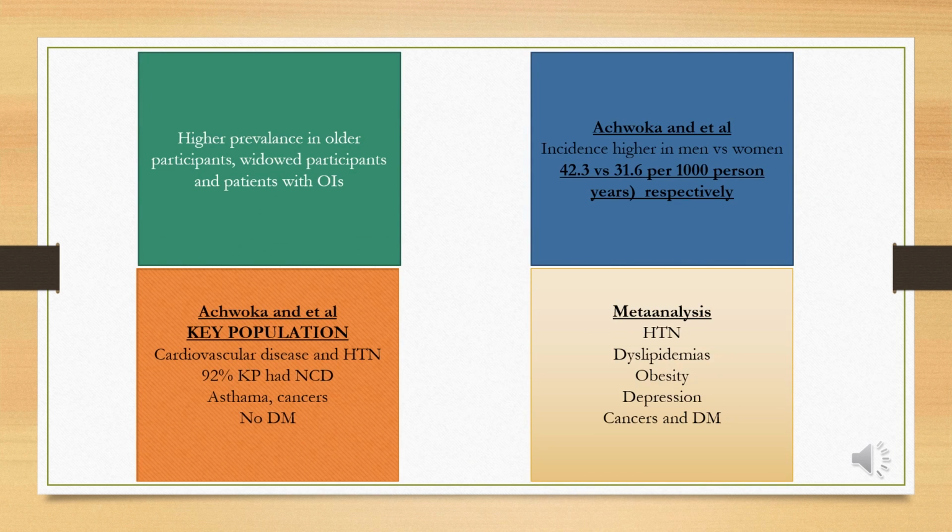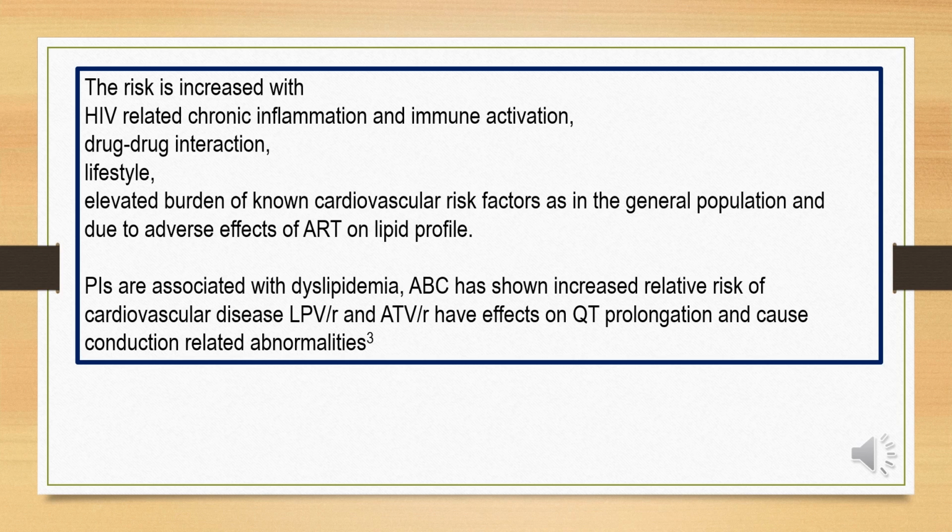Prevalence is higher in older participants, widowed participants, and patients with opportunistic infections. Different studies report the incidence is higher in men as compared to women, and a study conducted in a key population reports that 92% of the key population had cardiovascular disease and hypertension as non-communicable disease. Meta-analysis also suggests that hypertension was the most common non-communicable disease among people living with HIV. Vascular accidents increase due to HIV-related chronic inflammation, immune reactivation, drug-drug interaction, their lifestyle, and the elevated burden of known cardiovascular risk like in the general population.